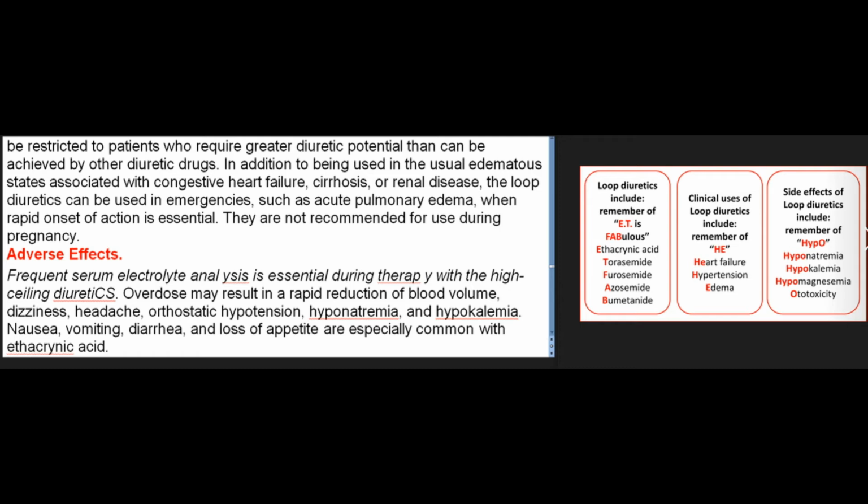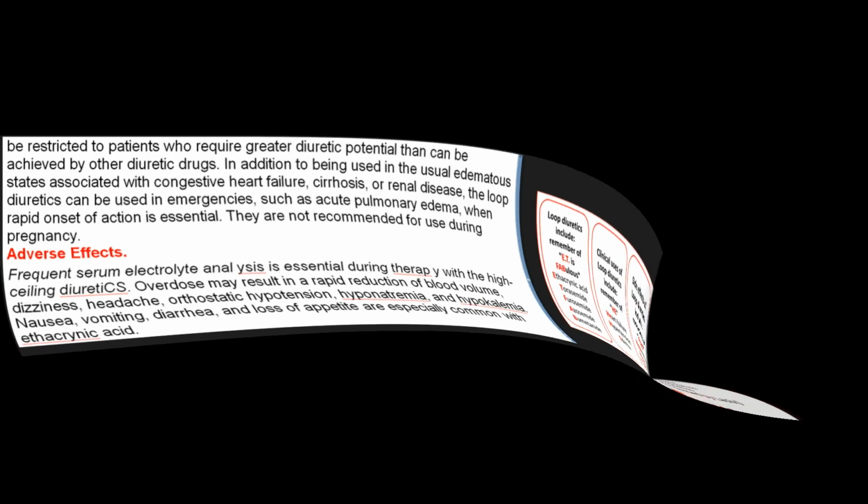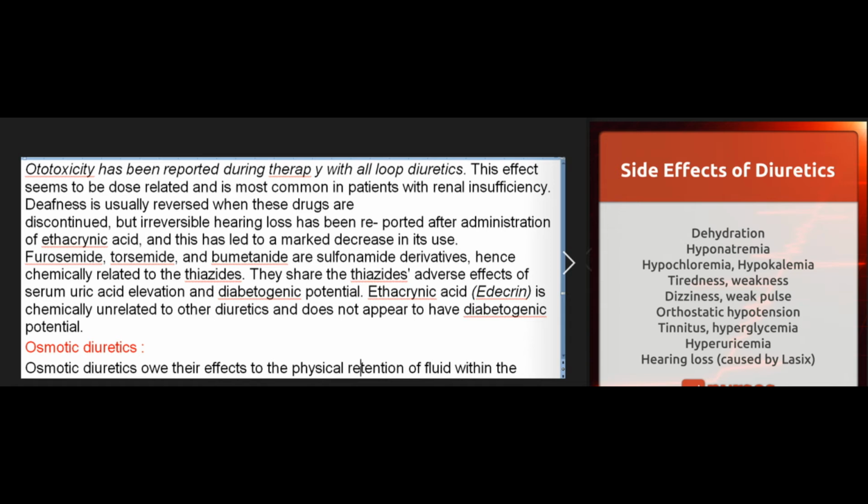Adverse effects. Frequent serum electrolyte analysis is essential during therapy with the high-ceiling diuretics. Overdose may result in a rapid reduction of blood volume, dizziness, headache, orthostatic hypotension, hyponatremia, and hypokalemia. Nausea, vomiting, diarrhea, and loss of appetite are especially common with ethacrynic acid. Ototoxicity has been reported during therapy with all loop diuretics.